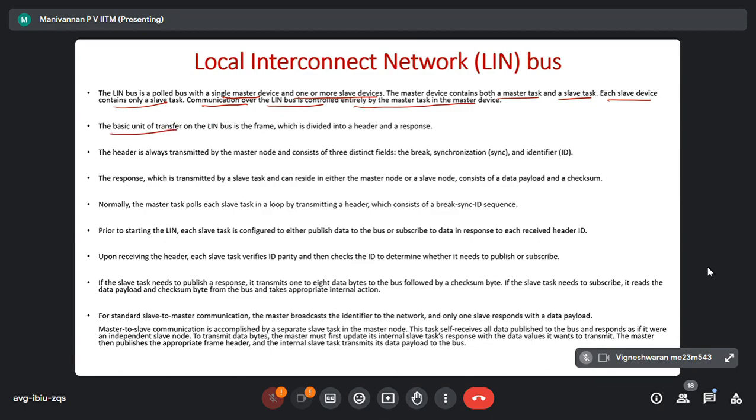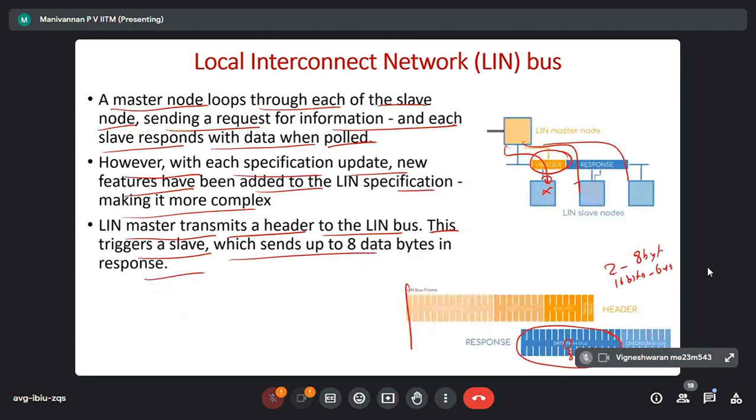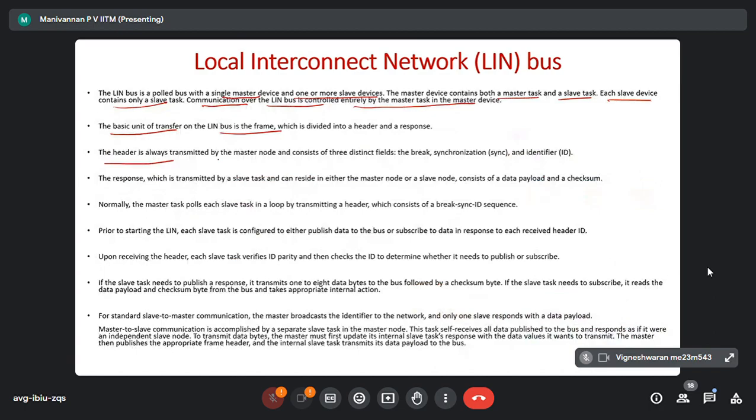The basic LIN bus is a frame, correct? This is called a frame. The whole thing is called a frame. The LIN bus frame, we are saying, contains header and the response. Header is sent by the master, response is given by the slave. Together they are called a LIN frame. The header is always transmitted by the master node, consists of 3 distinct fields. One is called break field, sync field, and identifier.